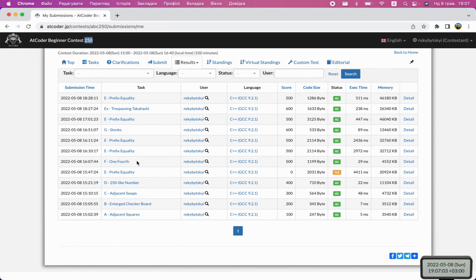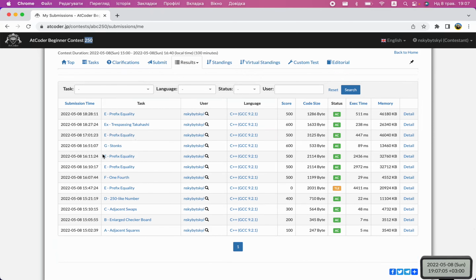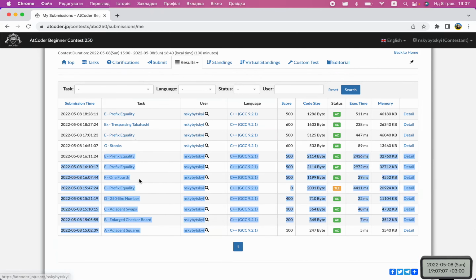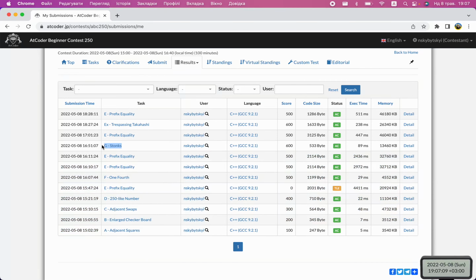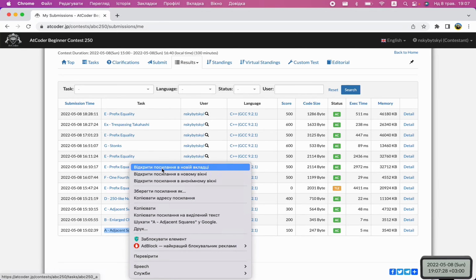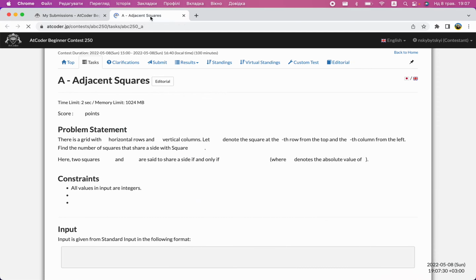So yeah. In contest, I was able to solve problems A through F. Both G and H, or Ex as they call it, were solvable today. Unfortunately, I missed both of them, but after the contest completed, I was able to solve both of them. So today we are going to look at all the problems. Let's start with problem A.